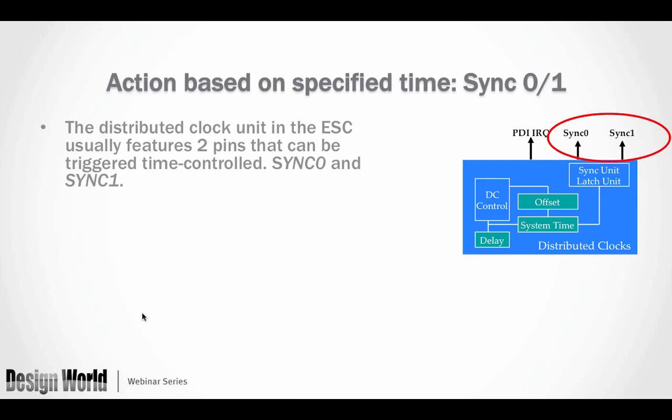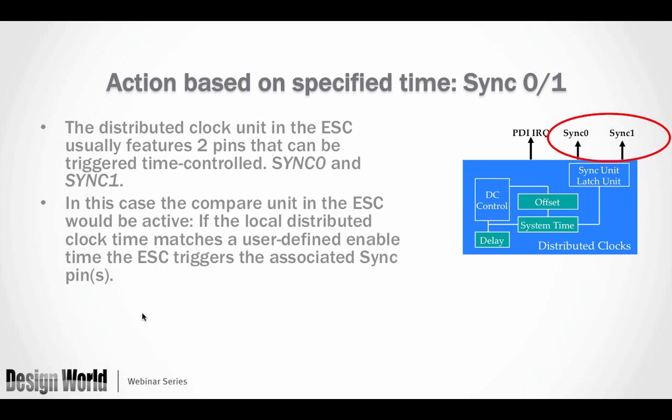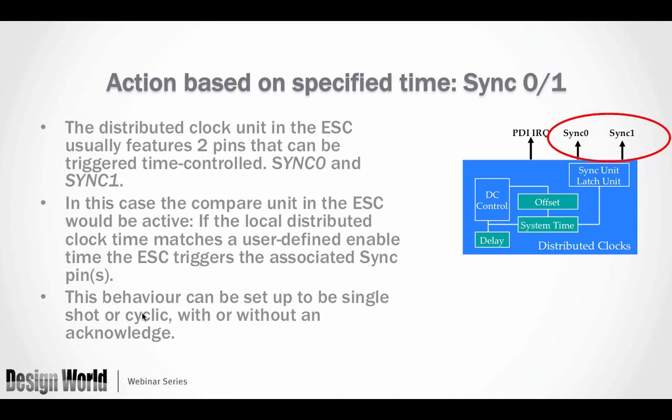So if we want to take an action or command an output based on a specified time, built into this distributed clock unit are typically two pins called sync 0 and sync 1. And sending a command with a time value enables a compare unit within the EtherCAT slave controller chip in hardware that when those two values are equal, you can command these outputs to execute. So this is very handy for a low-cost digital output module that has time synchronization on it without a microcontroller. It can also be set up to be cyclic or single shot with or without an acknowledge.